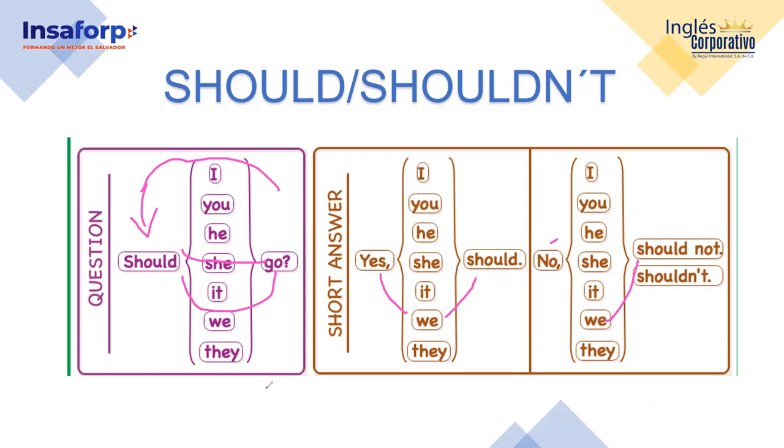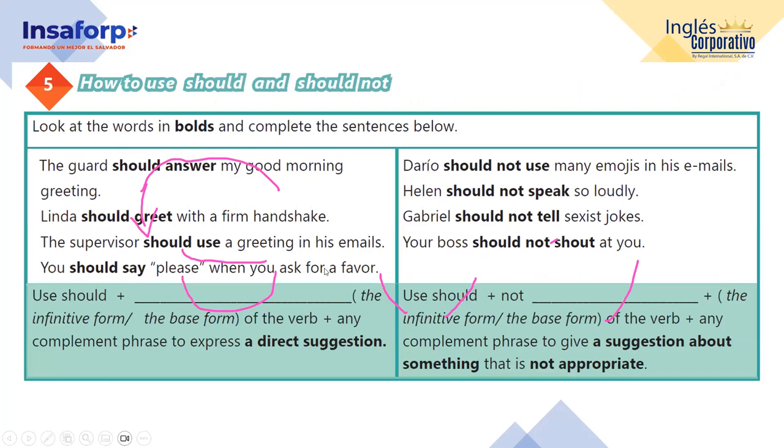And here we have the four structures, the three structures in this case, because we have just seen the yes-no questions. And then this is what we have in our book, when we have the positives or the negatives. And there is one extra piece of information that I have. Whenever we are going to use this, we have it in a positive or in negative. This is positive and this is negative. But the grammar structure I am using is this one. It is subject, the auxiliary with not, or the auxiliary and a complement. And then we say that he shouldn't use many emojis in his emails. Or Linda should greet with a firm handshake, positives or negatives.